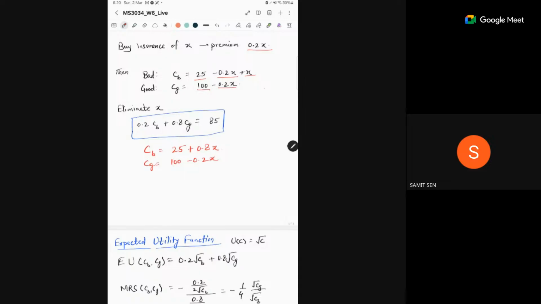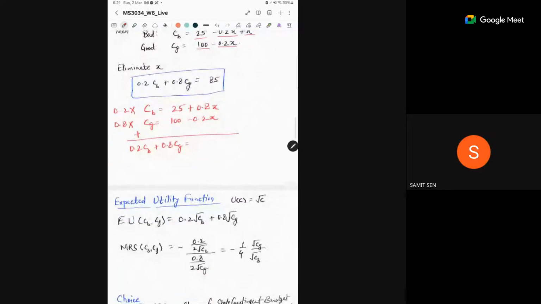If I multiply the first equation with 0.2 and the second with 0.8, and then sum both these equations, that would give me, okay, and these two terms will be eliminated because they are equal. I get an equation in the variables CB and CG, and we call it the state contingent budget constraint.